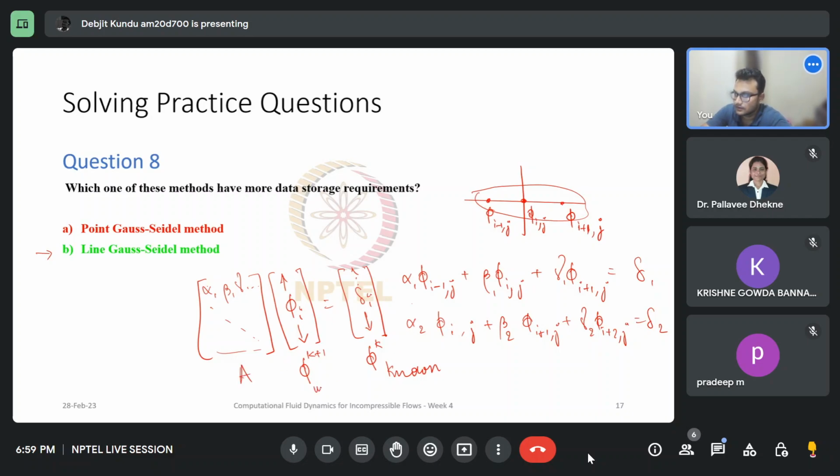Now, this also leads us to using two different matrices, one with the unknown values and one with the known values, whereas in point Gauss Seidel we have only one matrix which we keep on updating each iteration. So here also the data storage requirement of the line Gauss Seidel method would be more. Does that make sense? Any questions regarding this one? Could I properly explain why the line Gauss Seidel method has more data requirement than the point Gauss Seidel one?